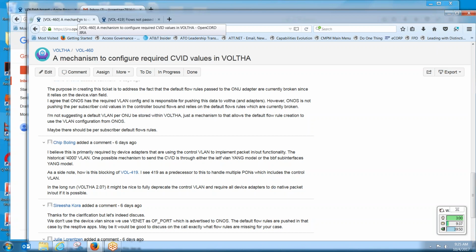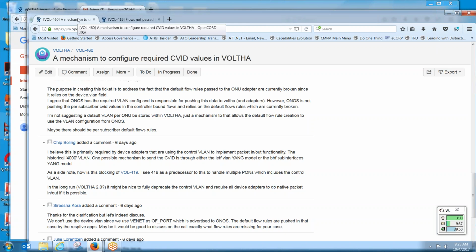That seems like more of a common behavior than a per ONU behavior, right? So I don't see the problem with that. Yeah, I think it would be nice for the core to specify something if it's able to be configurable somehow.